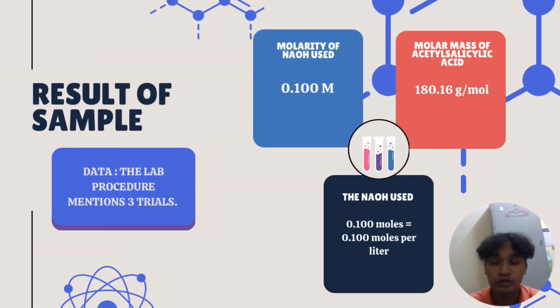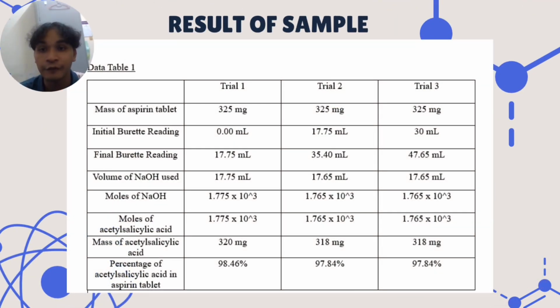Next, let's go through the results of the sample. So, with the data, the lab procedure mentions 3 trials. For the first one, the molarity of sodium hydroxide that we use is 0.100 M. Next, for the molar mass of acetylsalicylic acid, we use 180.16 grams per mole. And for the sodium hydroxide that we use, we know that 0.100 M equals 0.100 moles per liter. So let's move on to the results of the sample for data table 1.